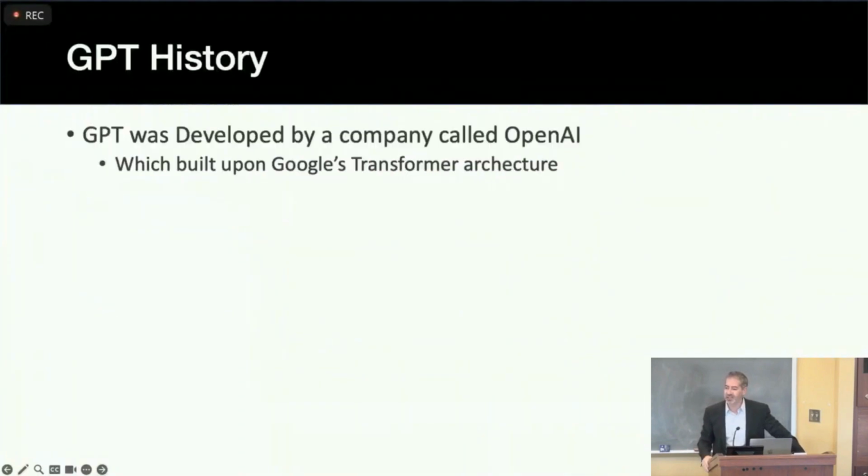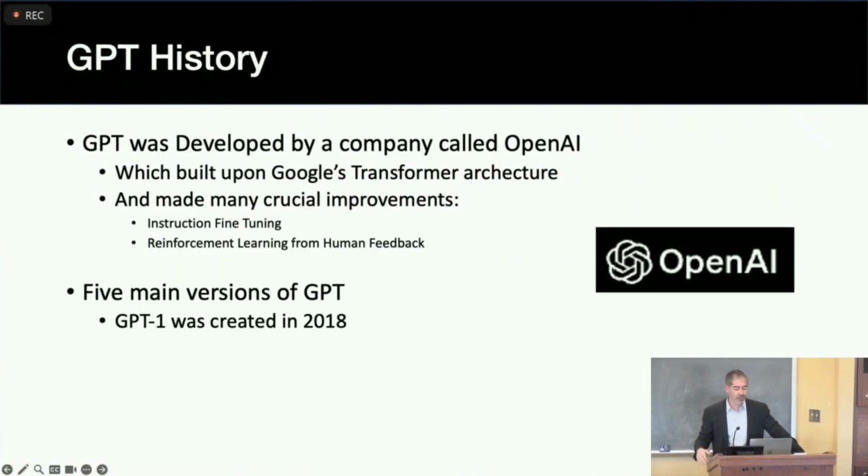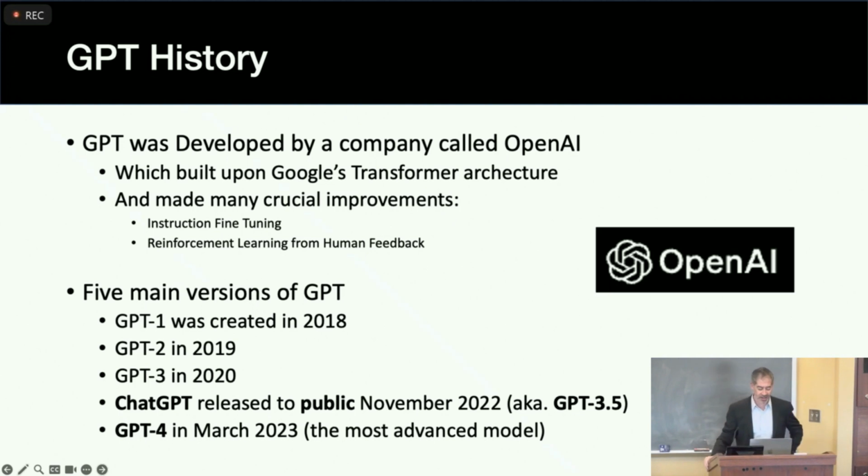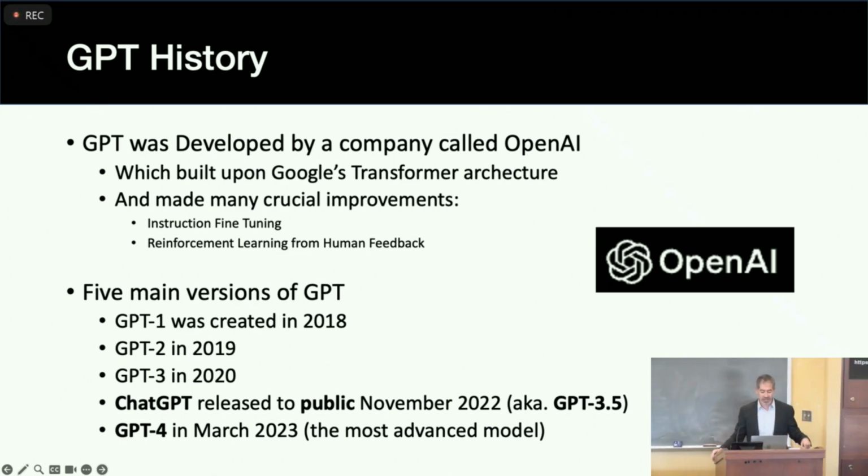But just a little bit of history here. GPT was developed by what was originally a nonprofit research center that turned into a for-profit called OpenAI in the Bay Area. And they built upon Google's transformer architecture. They took that and they made many huge improvements to get to the state of the art where we are now. They released GPT-1 in 2018. It was interesting. GPT-2 in 2019 was kind of okay. GPT-3 in 2020 was the first one that could generate pretty lifelike text, but it didn't really seem like useful AI. The most important breakthrough was ChatGPT, which you have used.